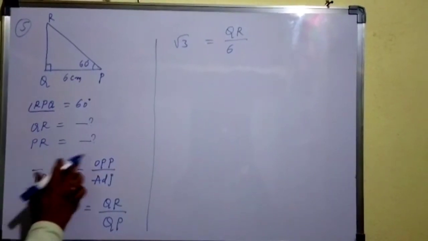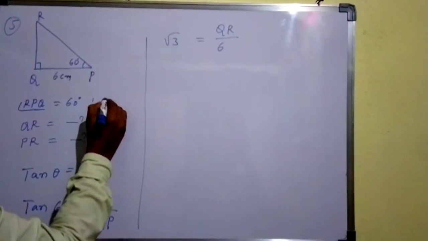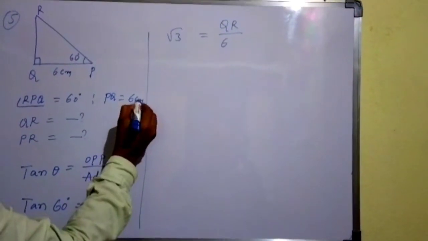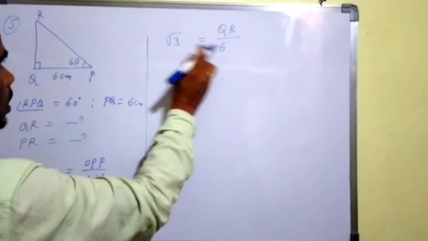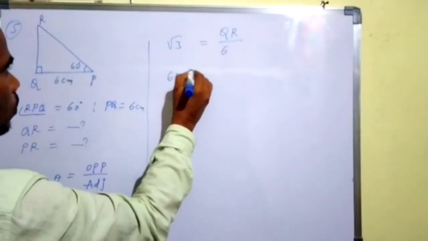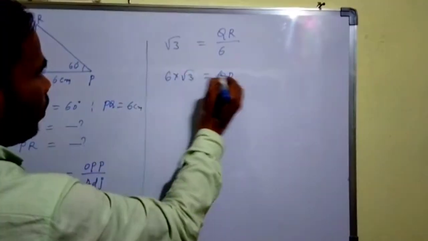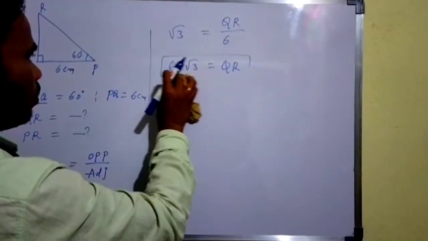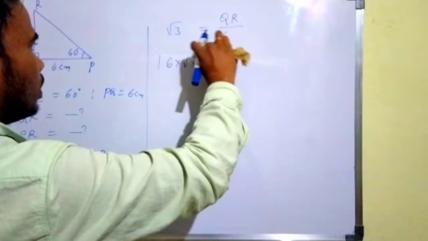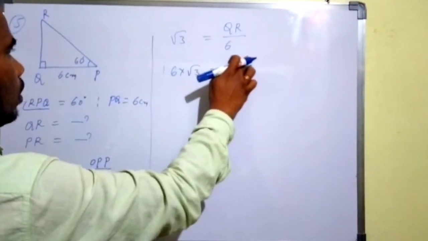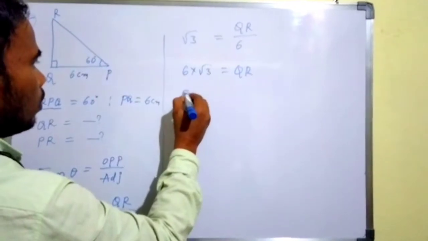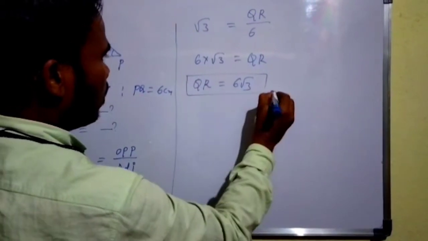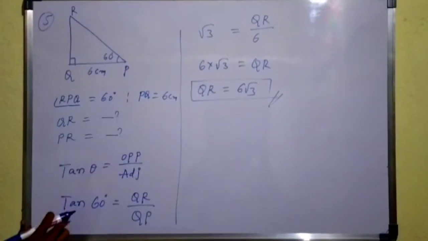PQ is equal to 6 centimeter. So QR is equal to 6 transposed to the right side, 6 into root 3 is equal to QR. Finally, QR length is equal to 6 root 3. This is the answer. The QR length is finished.